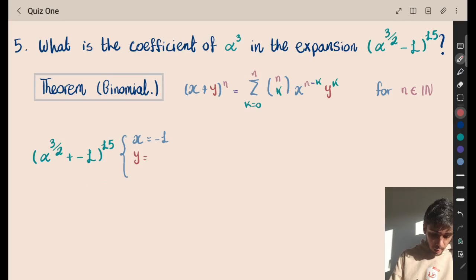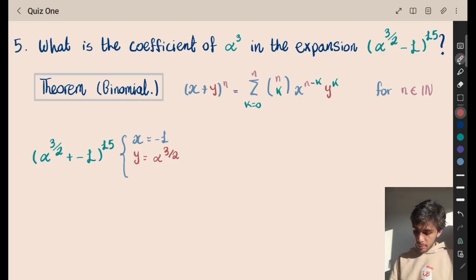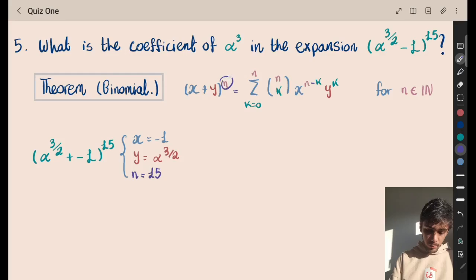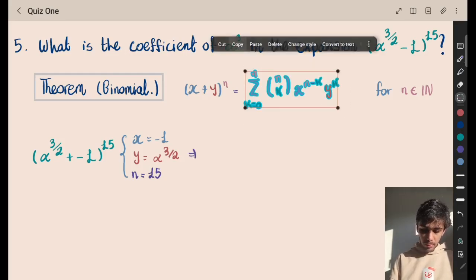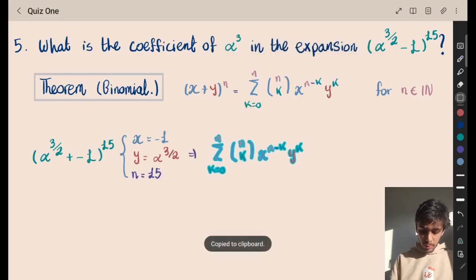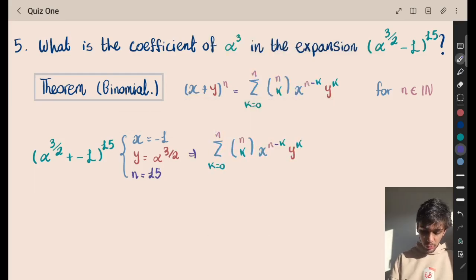And y, I will take to be the remaining term, which is alpha to the 3 over 2. And my value for n will actually be 15, because it's the value on the outside. So this should give me the same expression, but rather with the values which will be substituted.